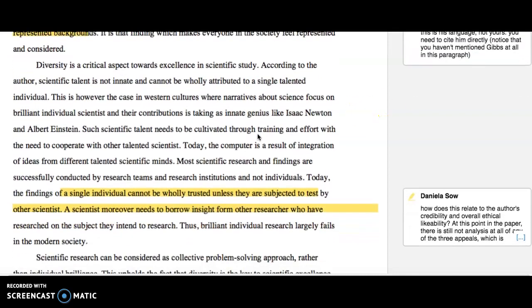And so as we look at some of the evidence, even here with Isaac Newton and Albert Einstein, I think she's trying to paraphrase, but the language isn't paraphrased enough. He's the one who actually says innate genius. He actually talks about the scientist being brilliant. He mentions that a few times. So you can see some of the language right here where she is basically parroting everything that's in his article.